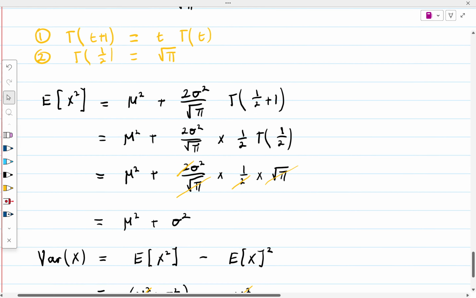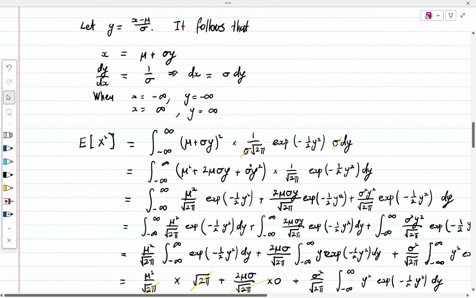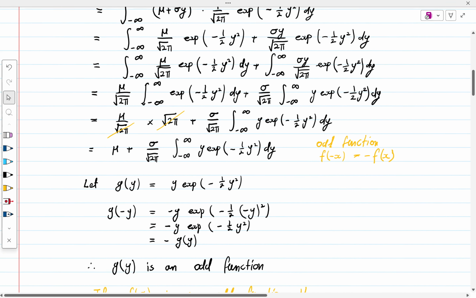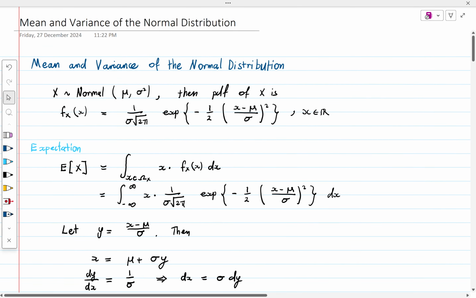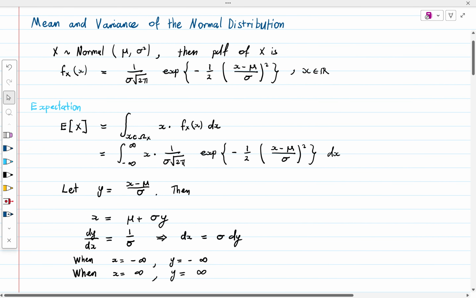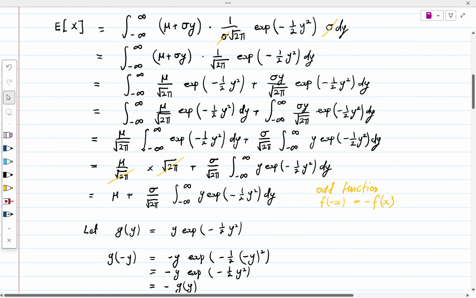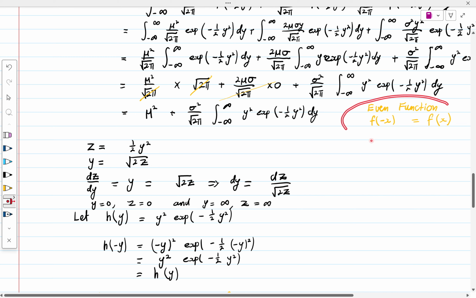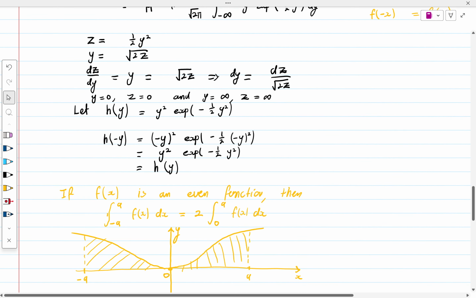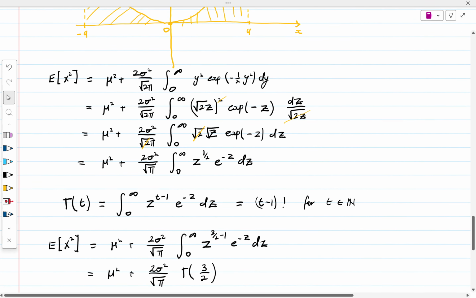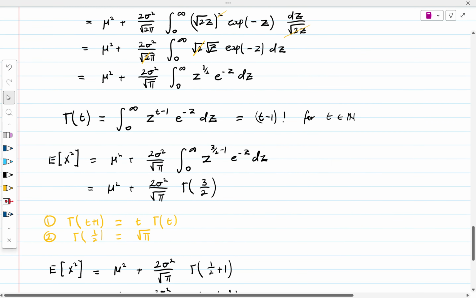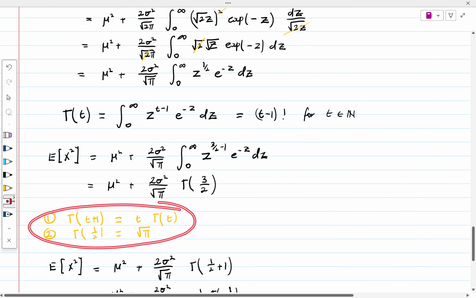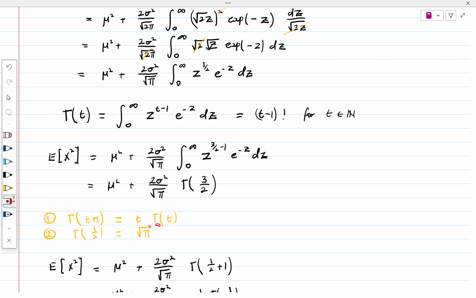And there you have it, ladies and gentlemen. What we have done here is we have evaluated an expression for the mean and variance of the normal distribution. We have utilized properties of odd functions, properties of even functions, and also properties of what we call the gamma function. And the gamma function had these two very important properties: one a recursive property, and two a sort of starting condition property, where we know that gamma of a half is the square root of pi.